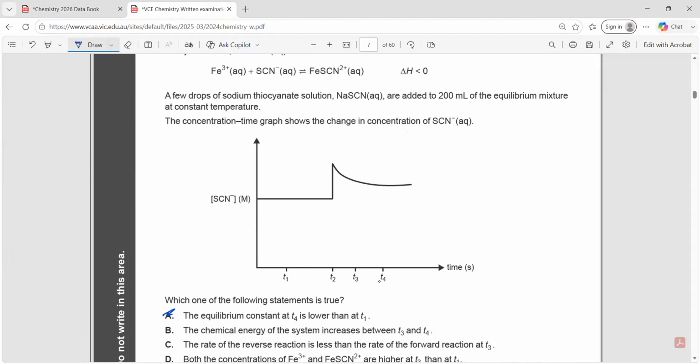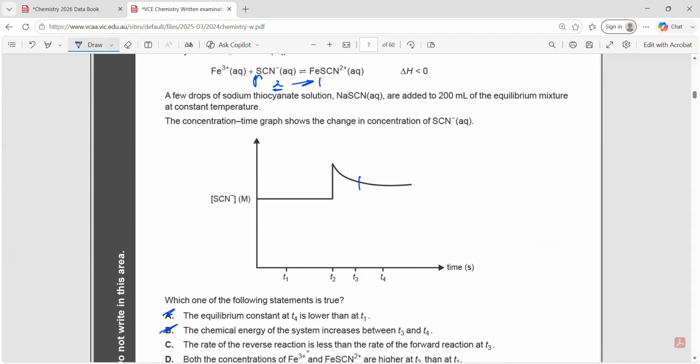The chemical energy of the system increases between T3 and T4. The chemical energy of the system. I don't even know what that means. I don't think so. Maybe it's talking about the amount of stuff that's being produced. However, we're going from 2 to 1 in this situation. When we're going from T3 to T4, the SCN has increased in concentration, which means the forward reaction is being favored, and therefore we're going from two moles of chemical species to 1 mole of chemical species. So I would say the chemical energy is decreasing.